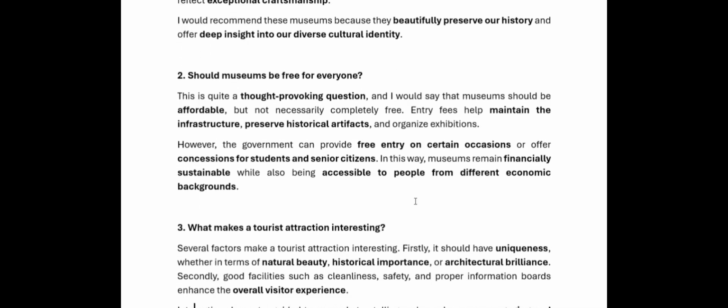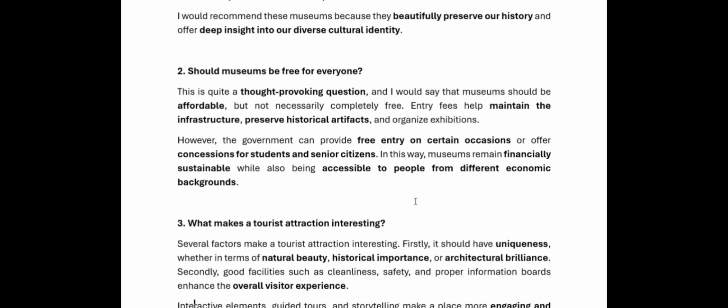When the question is given to you, it is not only to answer but to respond in the best way. So this is a very sensitive question. For this, my starting introduction phrase is: this is quite a thought-provoking question, and I would say that museums should be affordable but not necessarily completely free. Entry fees help maintain the infrastructure, preserve historical artifacts and organize exhibitions. However, now I am changing my view. Whenever I change my view, for a slight contradiction, the correct transition word is however.